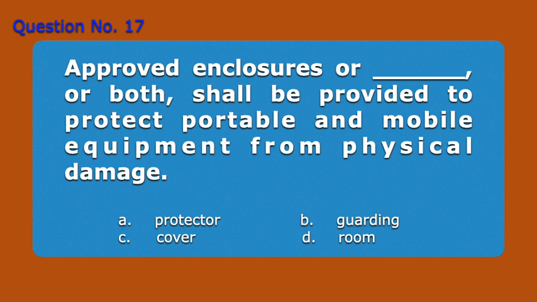Question number 17. Approved enclosures or blank, or both, shall be provided to protect portable and mobile equipment from physical damage. A. Protector. B. Guarding. C. Cover. D. Room. Answer: B. Guarding.